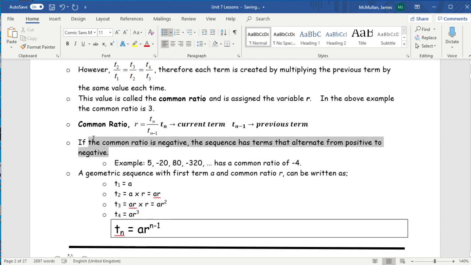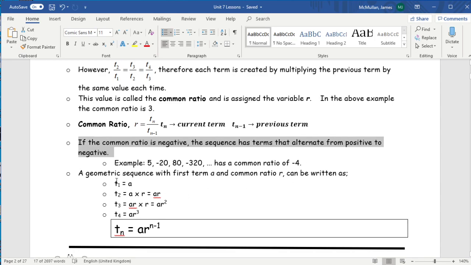Notice if the common ratio is negative, it must cause the sequence to alternate positive to negative. Because if you take 5 and multiply by -4, you get -20. If you multiply by -4 again, you get positive 80, and then -320, and so on.